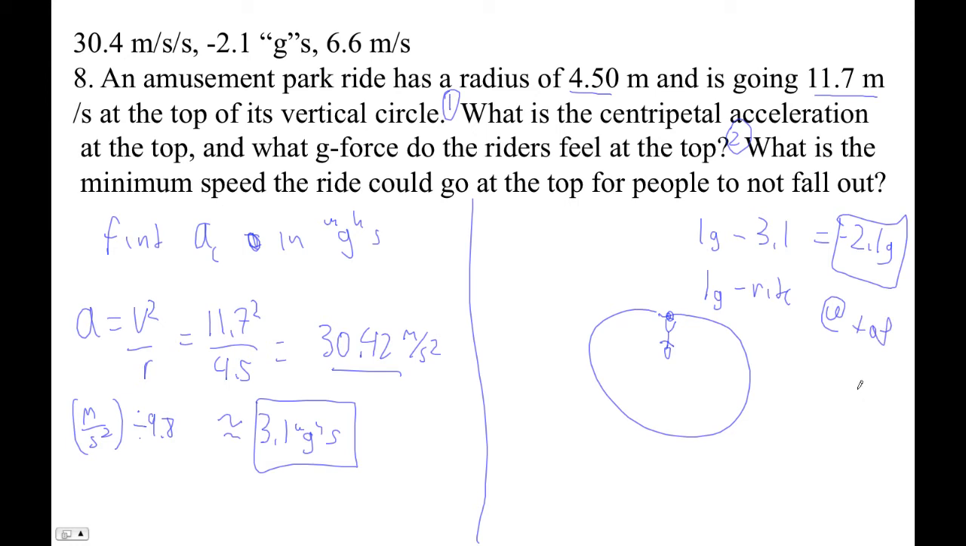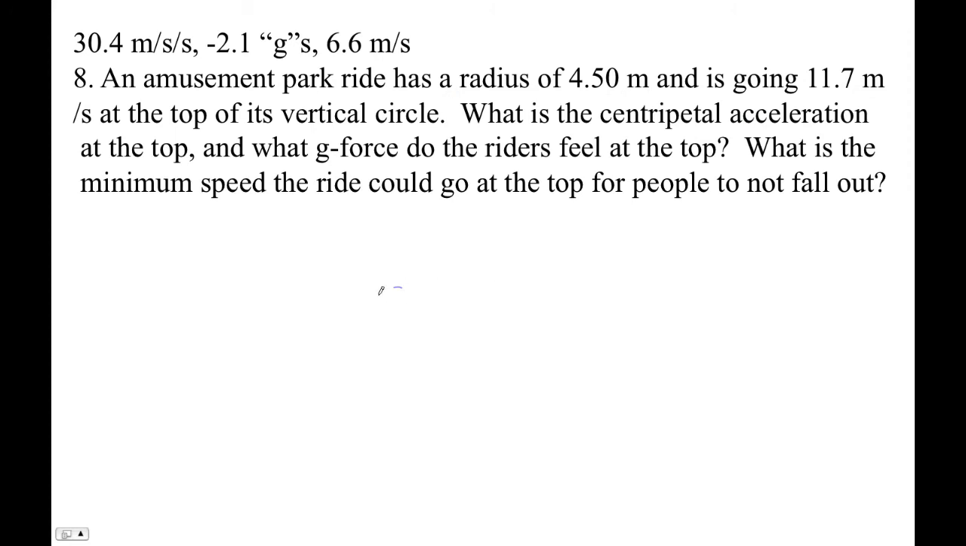Okay. All right. Now let's answer the second question, which is what is the minimum speed it could go at the top for people not to fall out? That's a different thing. So let's just figure that out, right? So here it is in the circle. Right at the top, you want the acceleration to be greater than or equal to 9.8. So we'll just set it equal to 9.8, right?